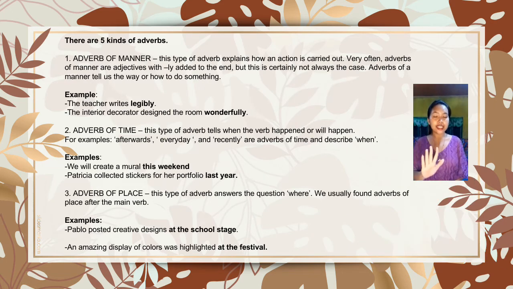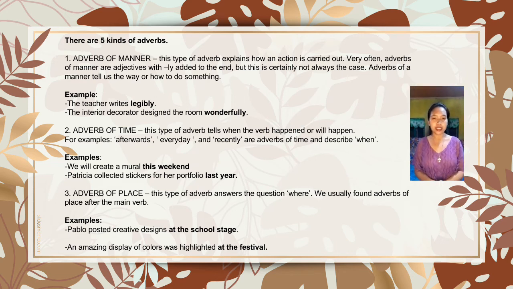There are 5 kinds of adverbs. The first one is the adverb of manner. This type of adverb explains how an action is carried out. Very often, adverbs of manner are adjectives with ly added to the end, but this is certainly not always the case. Adverbs of manner tell us the way or how to do something. For example, the teacher writes legibly. Another one is, the interior decorator designed the room wonderfully.